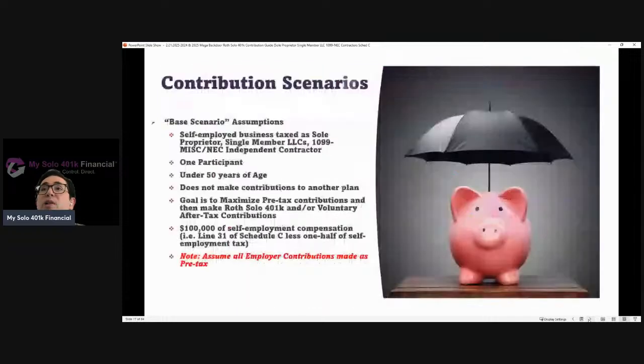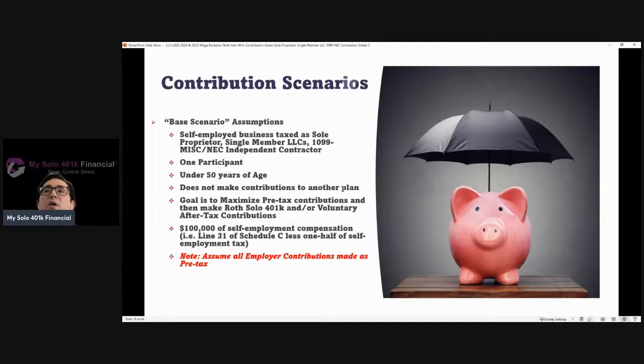So now we want to apply these rules to different contribution scenarios to illustrate how it works. So we're going to start out with some base scenario assumptions and then see how much we can contribute in each scenario. And as we go through these scenarios, we'll change the factors to illustrate different points.